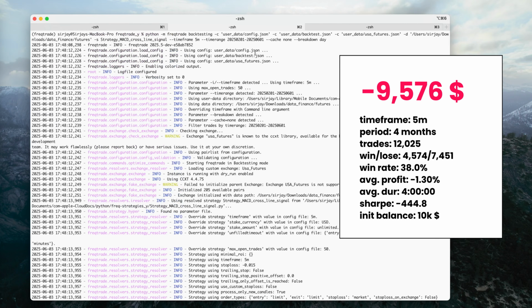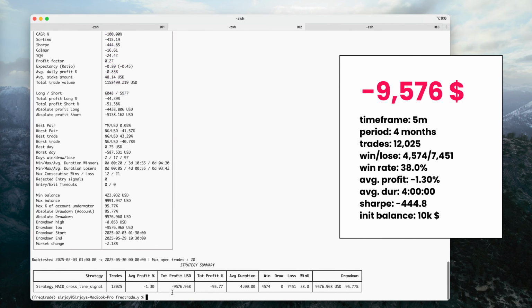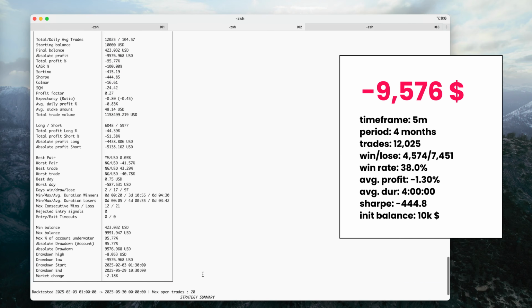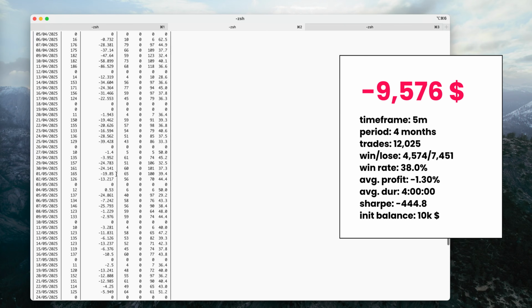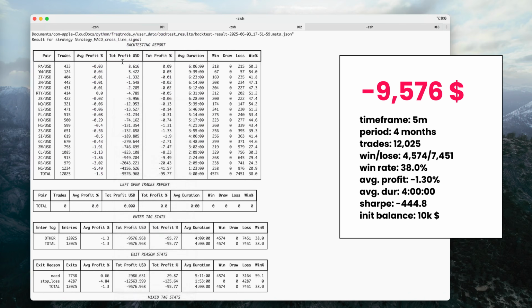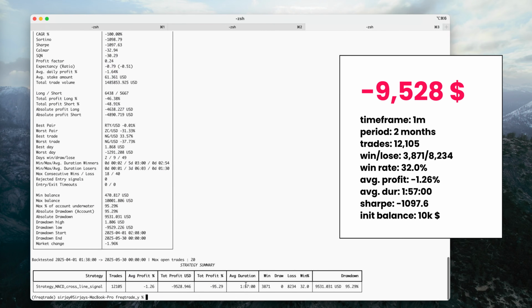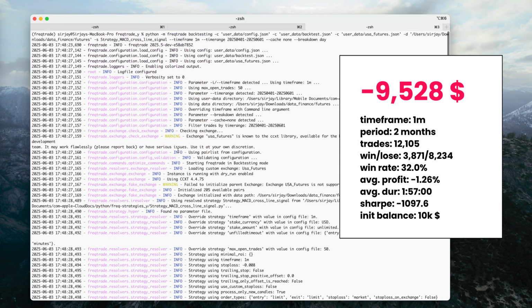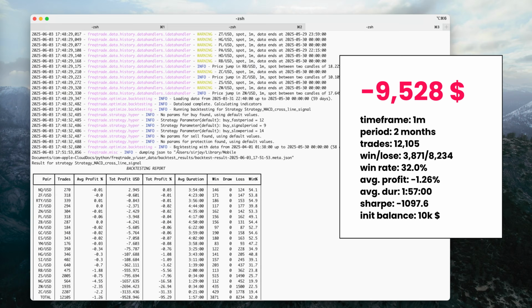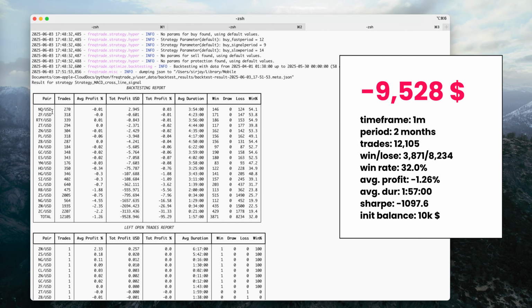5 minutes. 5 minutes I tested for the last 3-4 months. Here we almost lost all the money from the $10,000 traded deposit. Everything is super low. Long short doesn't matter, negative for everything, and all pairs also negative. Okay, the next 1 minute I tested also for the last 2 months, and here we also lost all the money. So I don't know why, but it doesn't work for the futures market. It's absolutely different. You see, all pairs we got super negative. Only the NASDAQ index maybe a little bit.